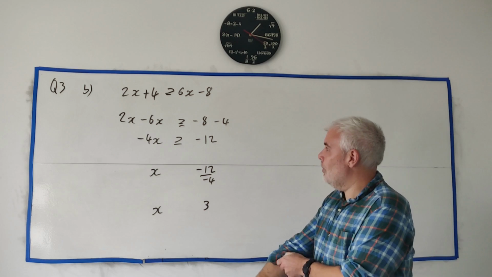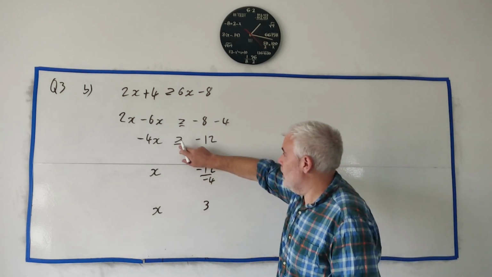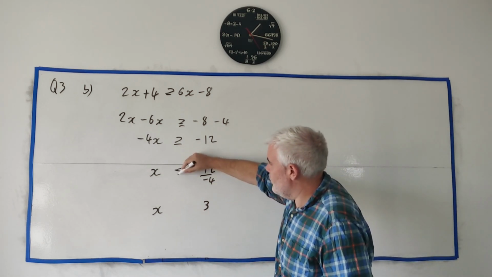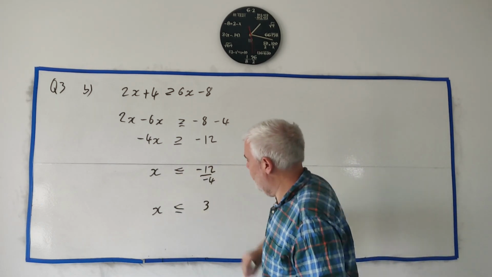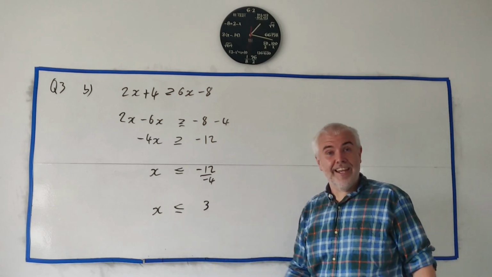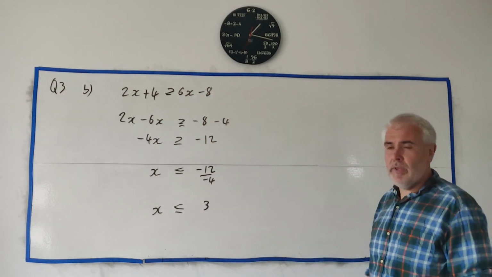When we divide or multiply by a minus number, we've got to change this symbol. We've got to change the direction of it. Instead of greater than, it's less than. That's the final answer. X is less than or equal to 3.